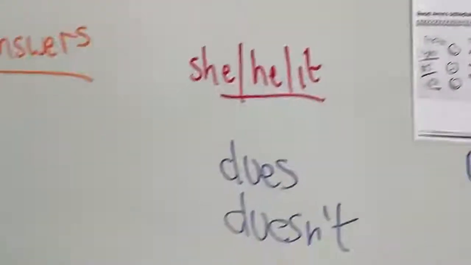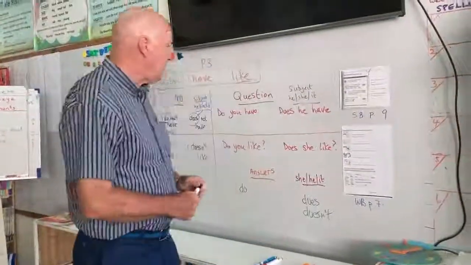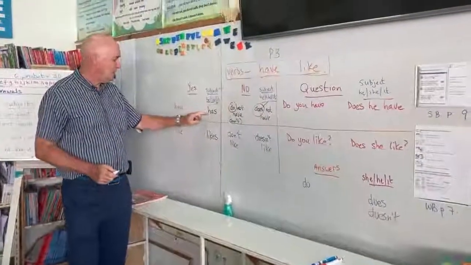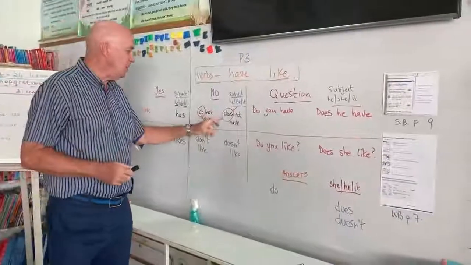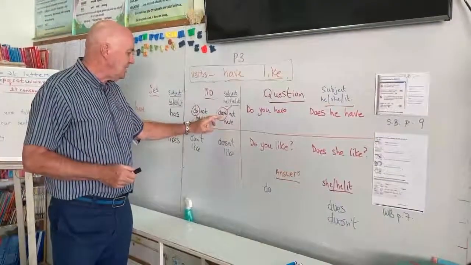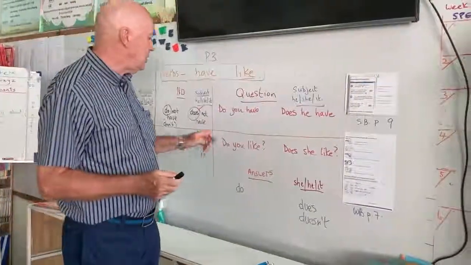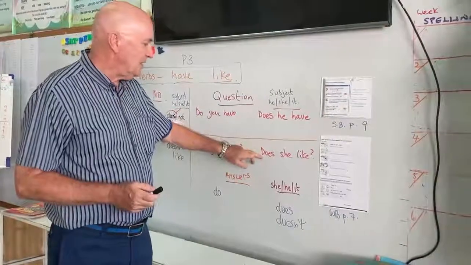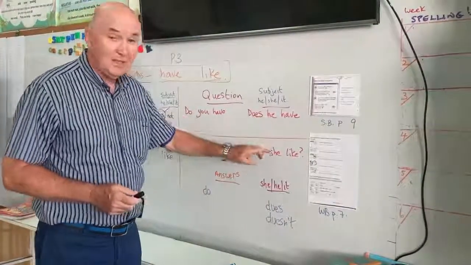Okay, you try those. That's quite difficult, but you've got to remember if the subject is he, she, or it, to say yes, we change have to has, like to likes. If we're saying no, it's does not, or doesn't. And when we're making a question, if the subject is he, she, or it, we use does, and the answer will be does or does not if our subject is he or she.